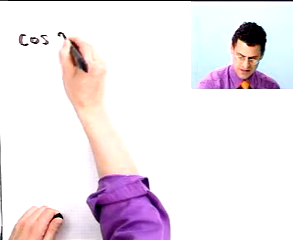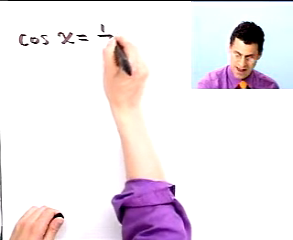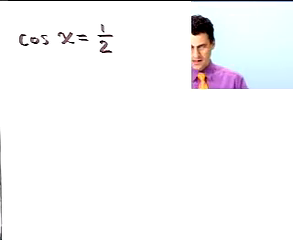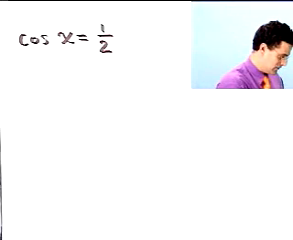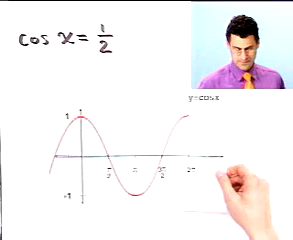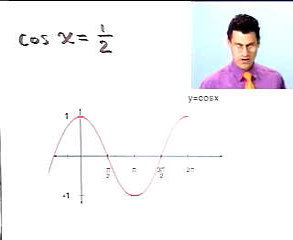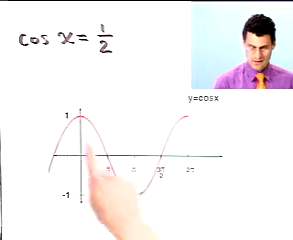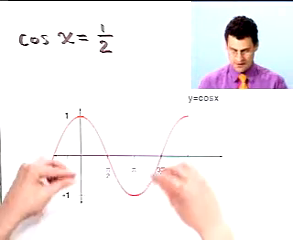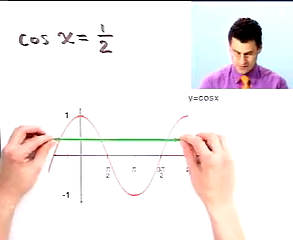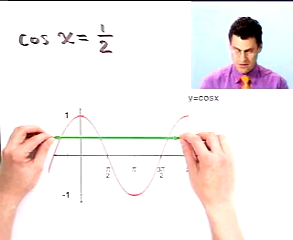How about cosine of x equals a half? Now first of all, let's just think about what that means and then see how we'd go about solving it. If I take a look at the cosine function, I want to know what values of x make the cosine equal to a half. So this is 1. Here's a half. If I put that line there, the first thing you see is that there are a lot of places, right?